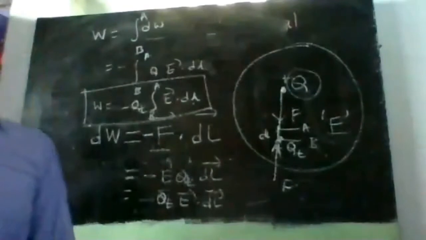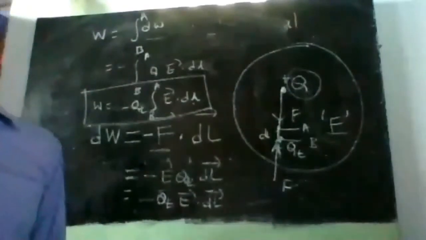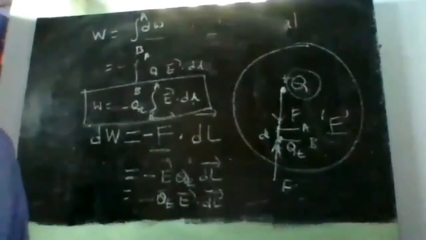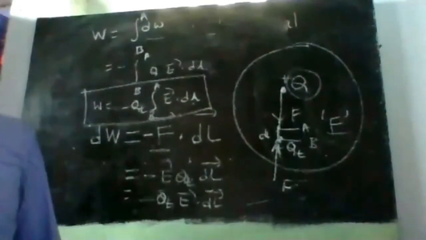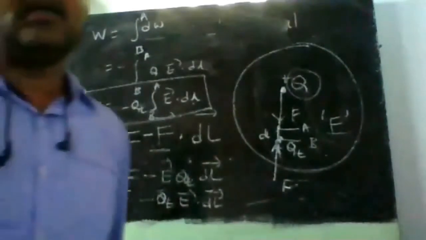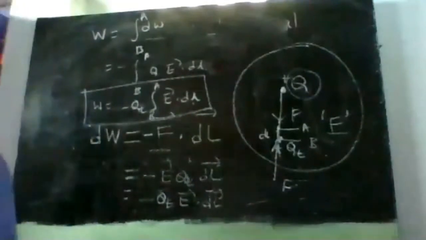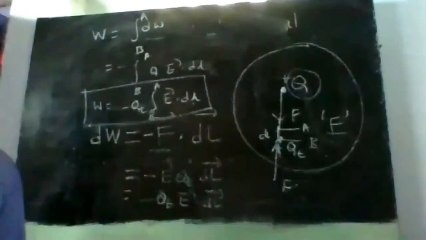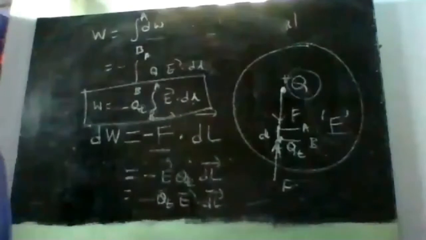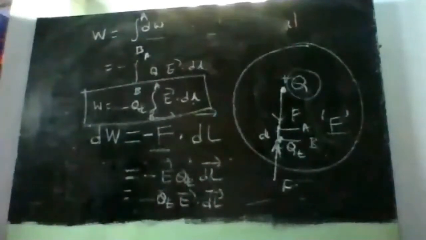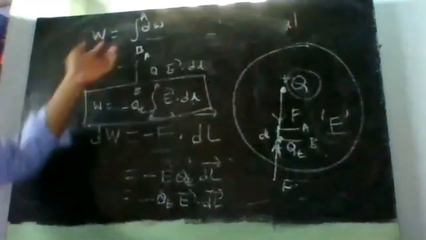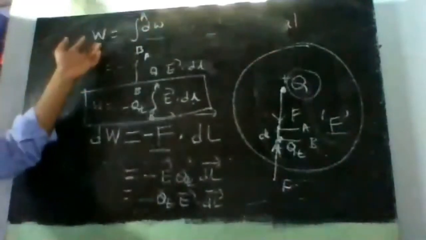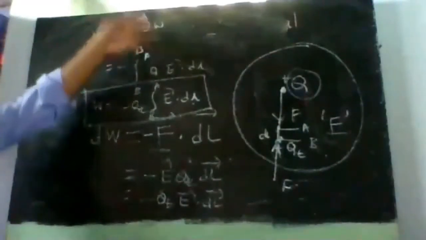Now again from Coulomb's law we know that F bar can be written as q into E bar. So therefore dW is equal to q E bar dot dl bar. This is the small amount of work done. Now if I want the total work in moving from point B to point A, I want to integrate from B to A. So W is equal to the integral from B to A of dW.